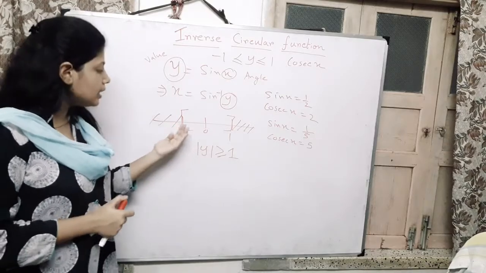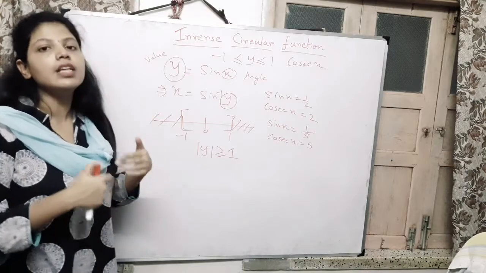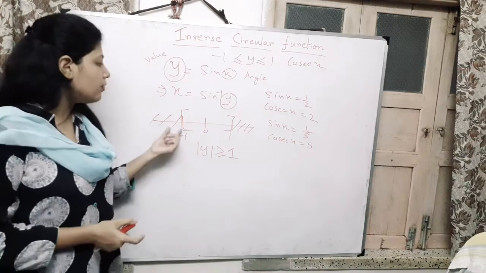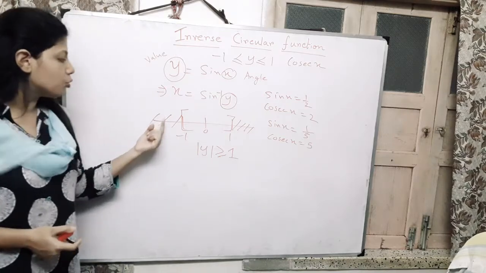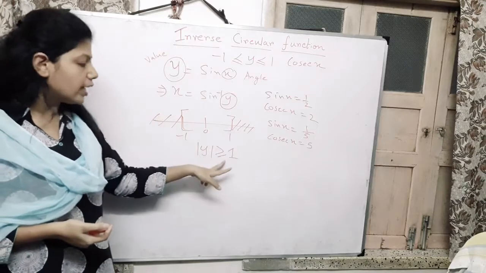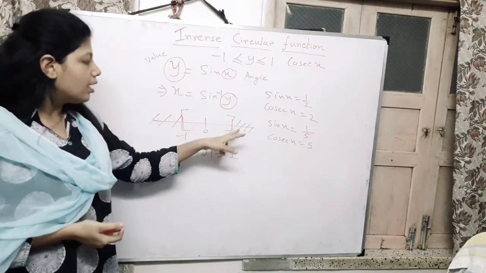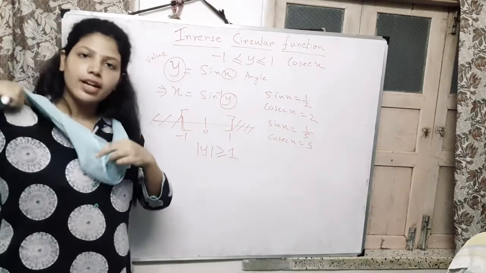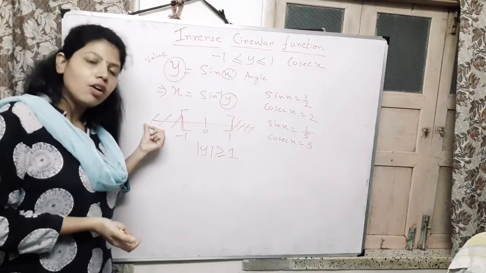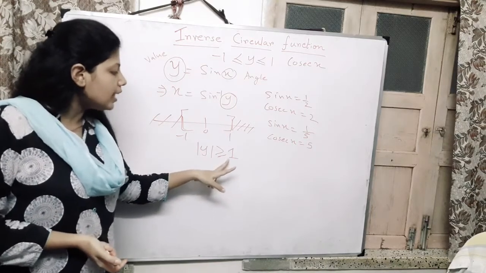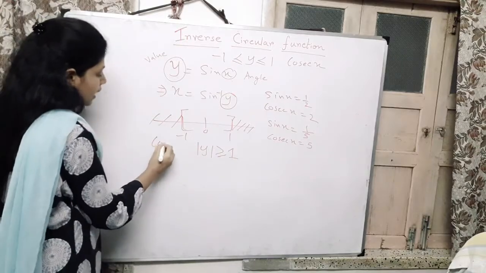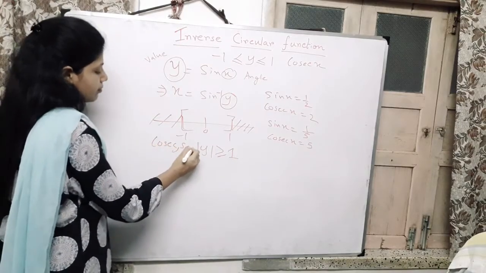If some value is less than minus 1 and I take the modulus of that value, it will be positive. If we take minus 2, mod of minus 2 is 2, which is greater than 1. If we take plus 2, mod 2 is obviously greater than 1. Minus 0.5 also. So mod y greater than or equal to 1 holds for which functions? That is cosec and sec, both of them.